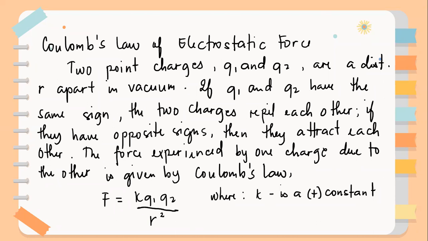In the SI, the unit of charge is the Coulomb. To avoid very small numbers in practical work, we use the microcoulomb. 1 microcoulomb is equal to 1 times 10 to the negative 6 Coulomb, while 1 nanocoulomb is equal to 1 times 10 to the negative 9 Coulomb.